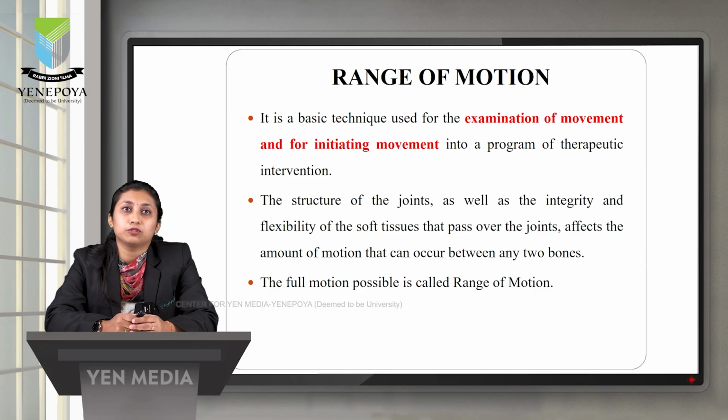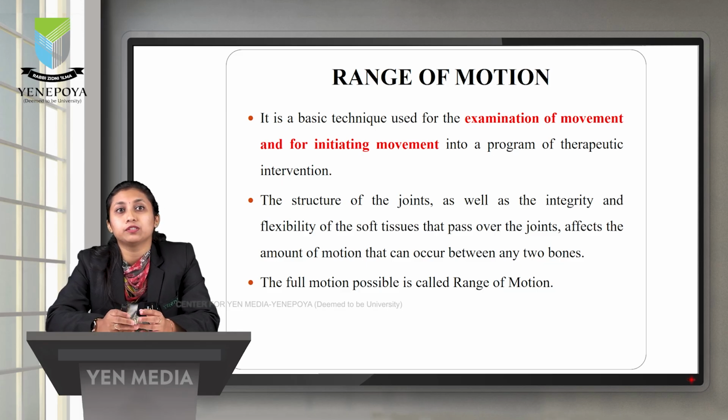Now basically range of motion is not only about how well the bones or the joints are moving, it's also about the structural integrity and the flexibility of soft tissues. These soft tissues include not only the bones or the joints, but the muscle surrounding that particular joint, the nerves, the blood vessels, the fascia, everything which surrounds the joint we are supposed to move. All of these affect how much motion there is in that particular joint between any two or three bones. The full motion possible is also called range of motion.